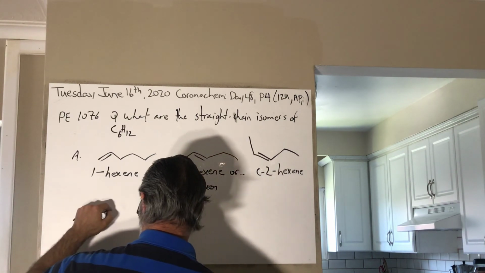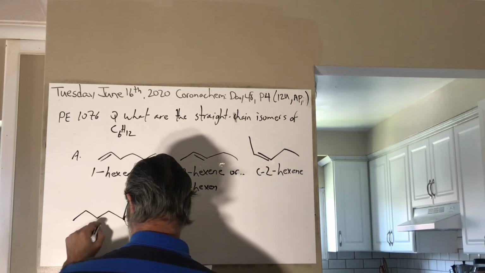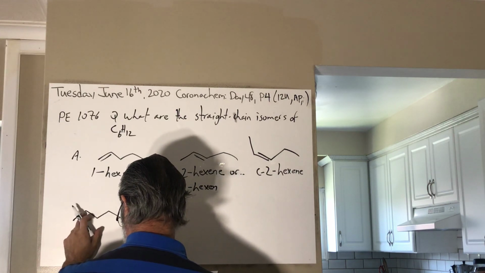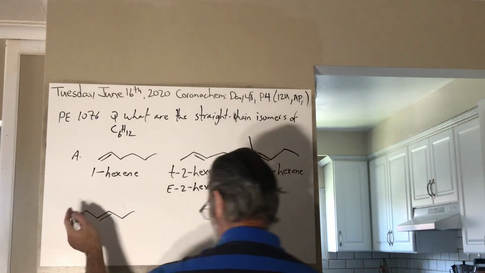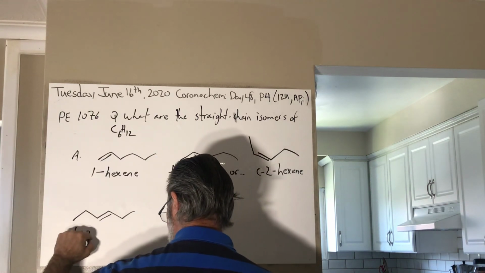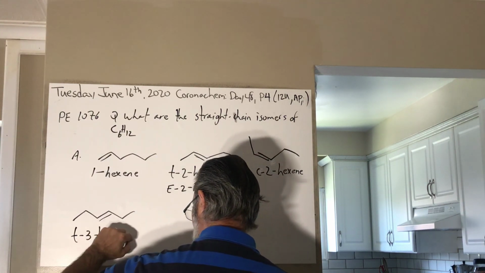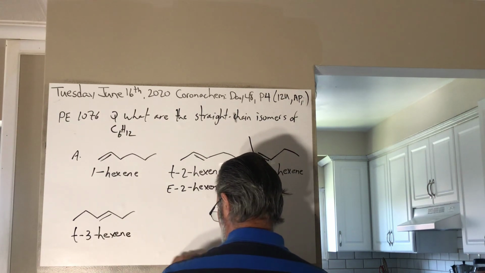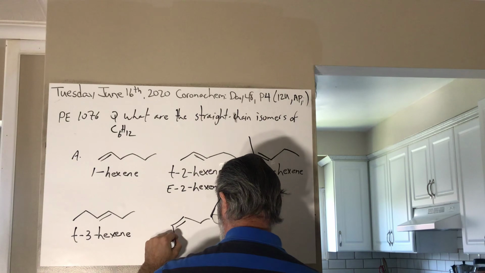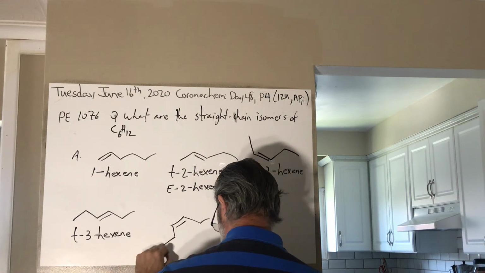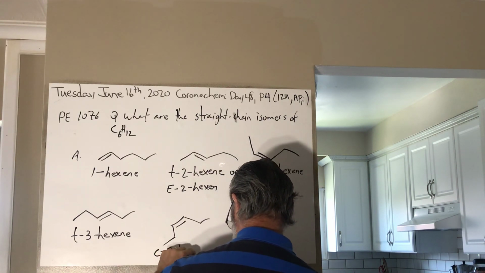And then I can put it to the third position. 1, 2, 3, 4, 5, 6. And I put the double bond at the third. Oh, wait a second. 1, 2, 3, 4, 5, 6. Yeah. 1, 2, 3, third position. Put it there. They're on opposite ends, so that's trans-3-hexene. And of course, if you have a trans, you got to have a cis. So let's do it like that. This is called cis-3-hexene.